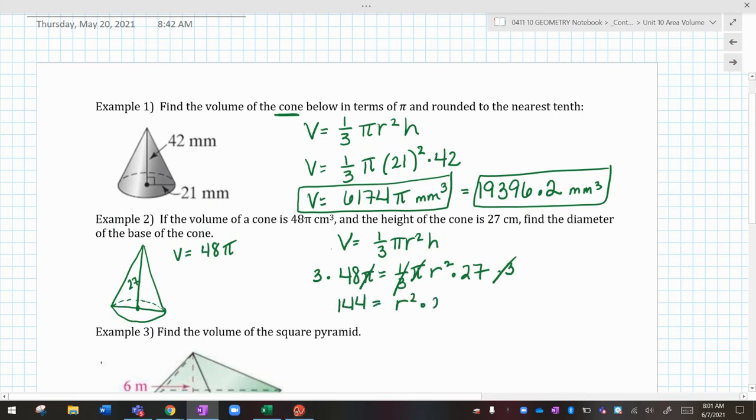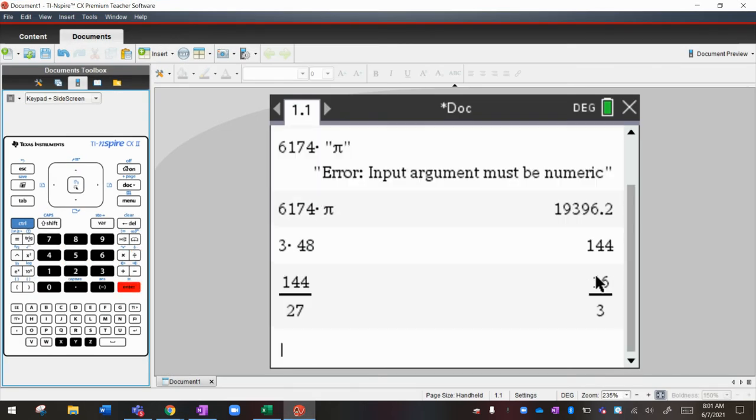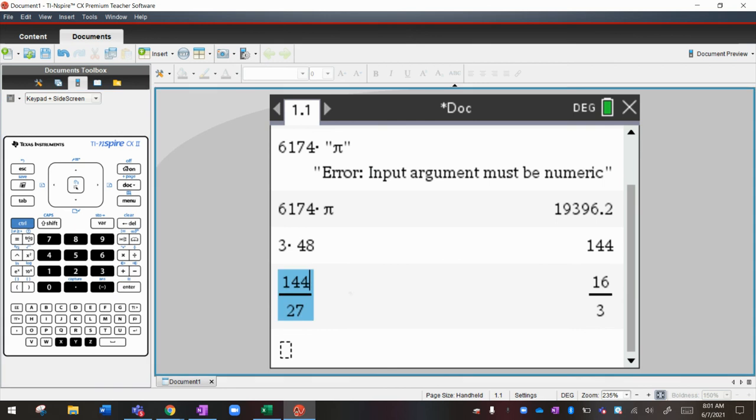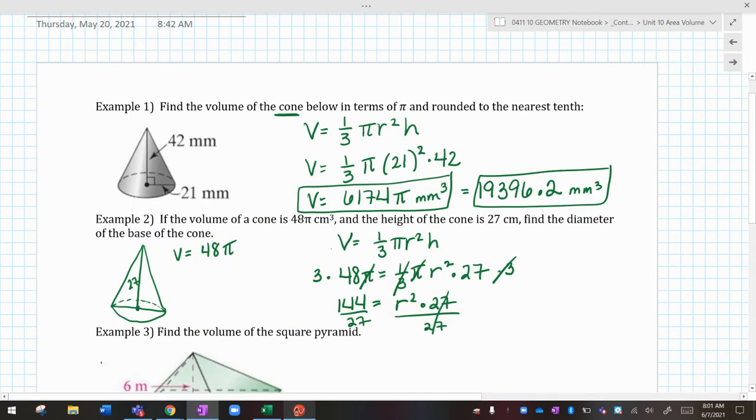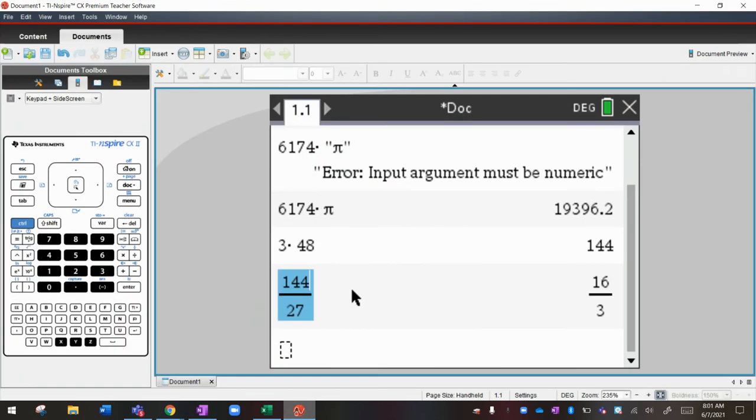equals r squared times 27. So now let's divide by 27. Divided by 27, that gives me a value of 16/3. Running out of room here. So 16/3 equals r squared. And then I'll square root that to get my radius.